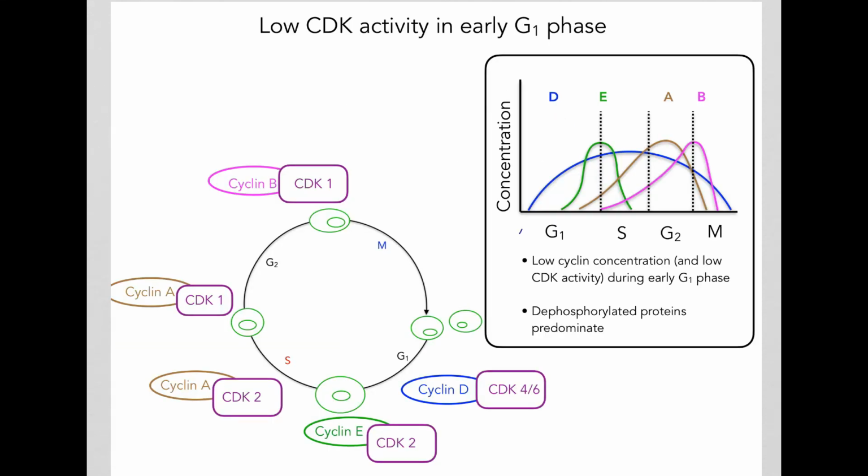During the early G1 phase, the concentration of cyclins is very low, and because of the low concentration of cyclins, these CDKs, these kinases, are not activated. And without kinase activity, most of the proteins present during this time are dephosphorylated proteins.